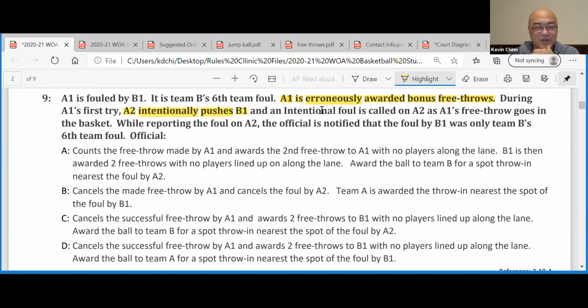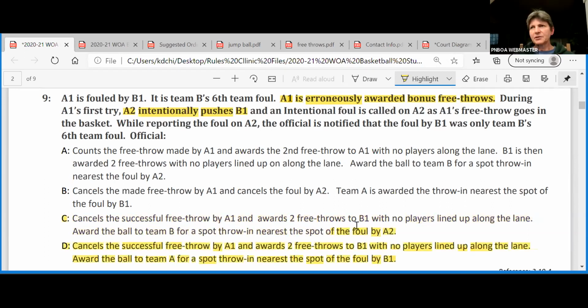So they're telling you exactly what's going on here. A1 is erroneously awarded free throws, and A2 intentionally pushes B1. So we have an intentional foul during a correctable error situation. We can take the points off the board. Because we have an intentional foul, B1 gets to shoot 2. And what happens on an intentional foul? Who gets the ball next? Team B. So the correct answer on this one is C.